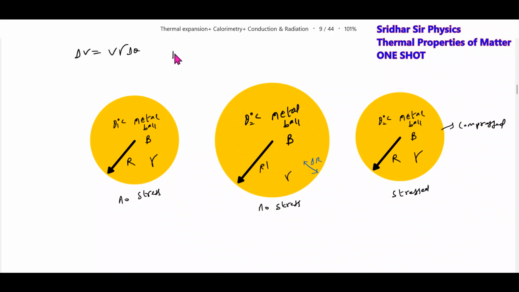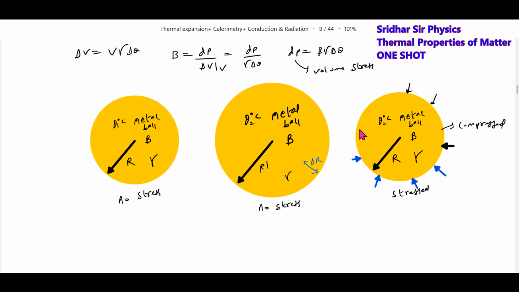Then according to the bulk modulus, B equals dP by delta V by V. So dP is equal to B gamma delta T. So how much is the volume stress? B gamma delta T. This is called the volume stress. So this much is the volume stress. Here it is being compressed. So what are these arrows? These arrows show that it is being compressed. Some agent, which I'm not showing, is compressing it and not permitting it to expand. Therefore, it is being stressed here. This will be the volume stress set up in this rod at theta 2 degrees Celsius.